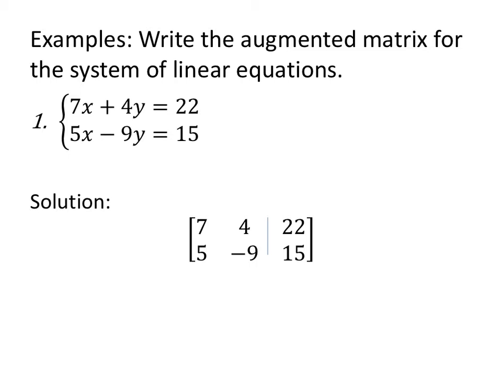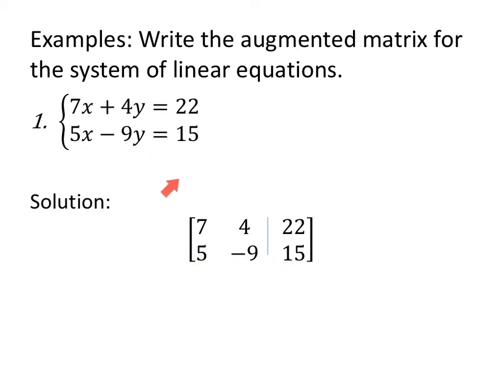Example 1: 7x plus 4y equals 22, and 5x minus 9y equals 15. To write this in matrix form, notice that my x's come first, and then my y's, then my equal signs, and then my constants. So when I put this in matrix form, I can now ignore the plus, the equals, the x, the y, and I write down just the coefficients. In the first equation, I have 7, 4, 22. Second equation, 5, negative 9, 15.